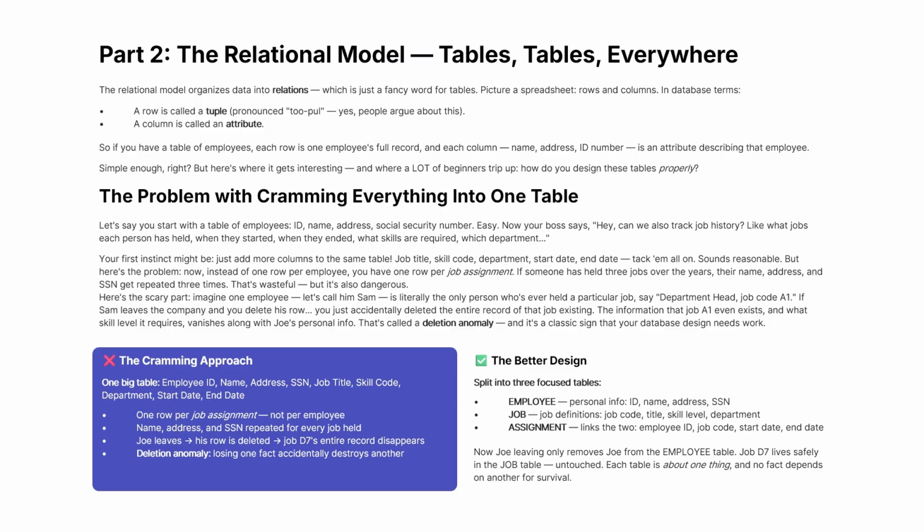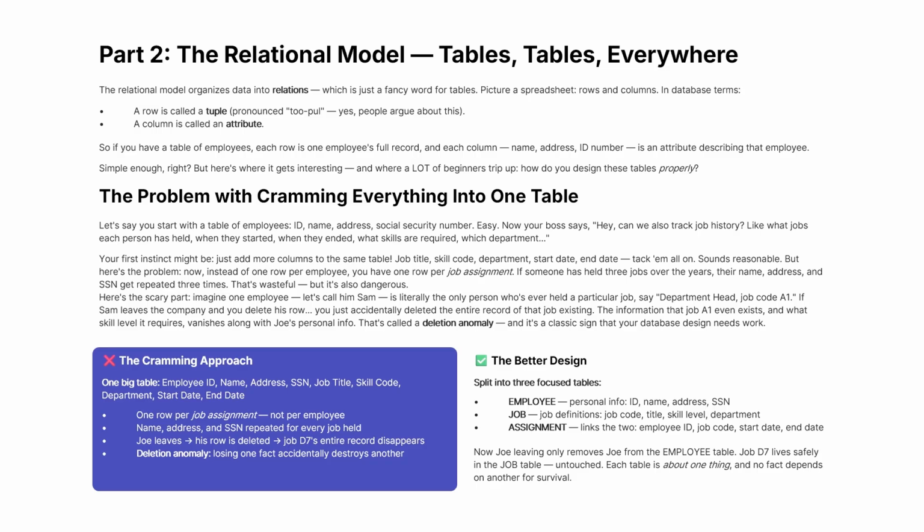All right? This is the heart of the whole video, so buckle up. The relational model organizes data into relations, which is just a fancy word for tables. Picture a spreadsheet, rows and columns. In database terms, a row is called a tuple, pronounced tuple. Yes, people argue about this. A column is called an attribute.